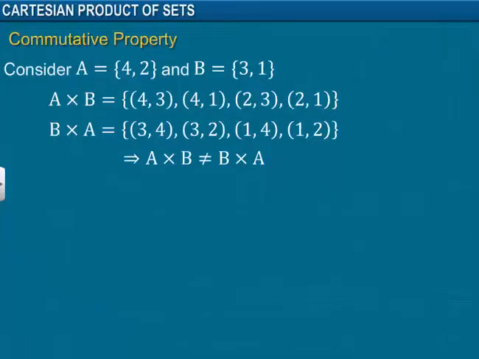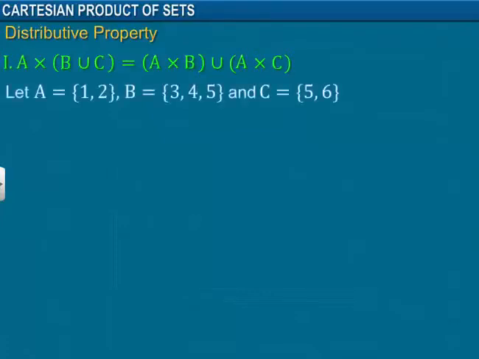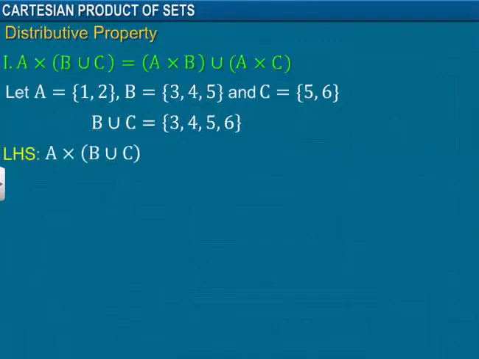Let us now discuss the distributive property. The Cartesian product of A with B union C is equal to the union of the Cartesian product of A and B and A and C. Let's verify this property. Consider sets A, B, and C as shown. Set B union C will have the elements 3, 4, 5, and 6. Let us evaluate the left-hand side of the property first. The Cartesian product of A with B union C is the set as shown.